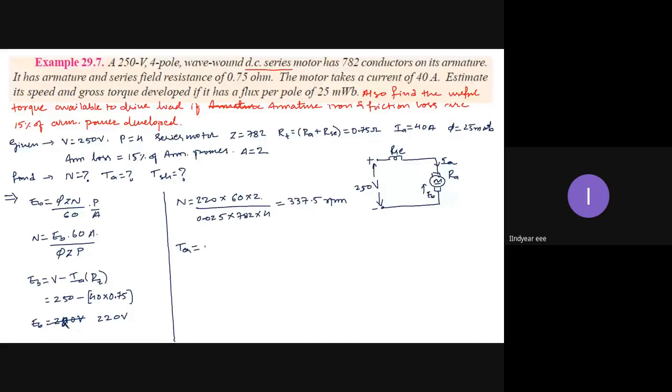Then TA same, up to here it is same. So TA is equal to same formula 0.159 Z phi IA into P by A. So this is equal to 0.159 into 0.025 into 782 into 40 into 4 by 2.